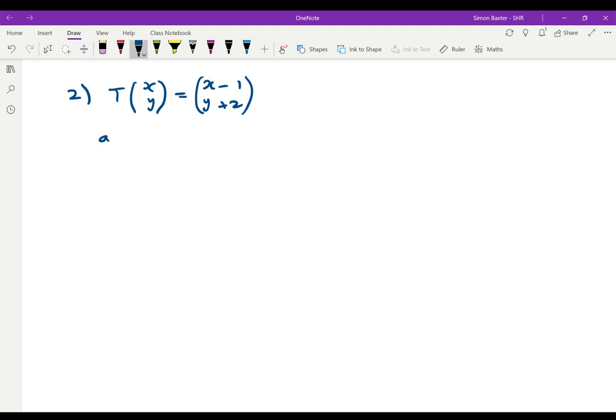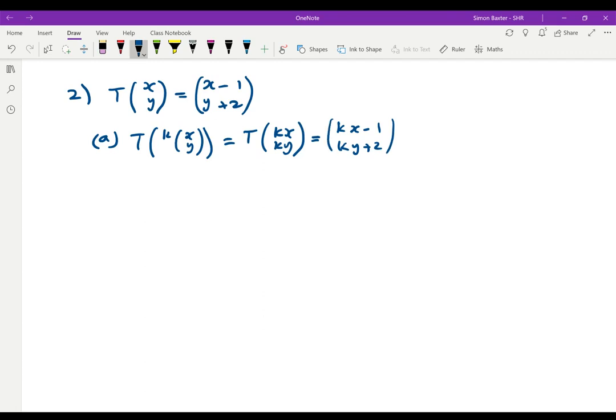Let's look at condition A. T of k times (x, y) is equal to T of (kx, ky), and this transformation tells us to subtract 1 from the top number and add 2 to the bottom number. So let's do that. Subtract 1 from the top number and add 2 to the bottom number. So there is T of k(x, y).